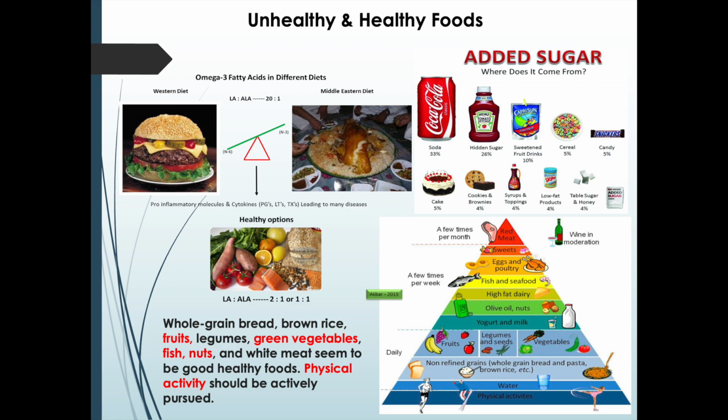So these are the healthy ones you can eat a few times per month. Red meat, eggs and poultry a few times per week, fish, olive oil, yogurt and milk, legumes, fruits, all those things are healthy. But again, those two are the ones with extra. On top of that, people drink Coca-Cola or Pepsi with so much sugar in it.